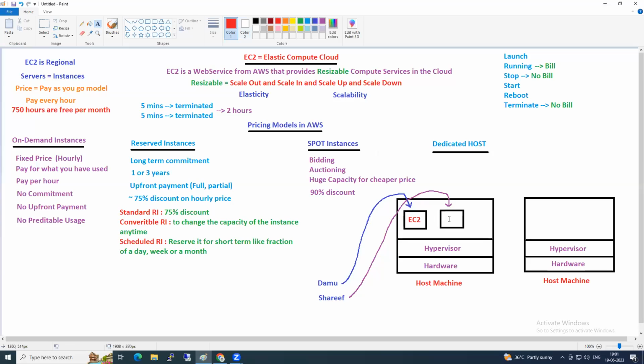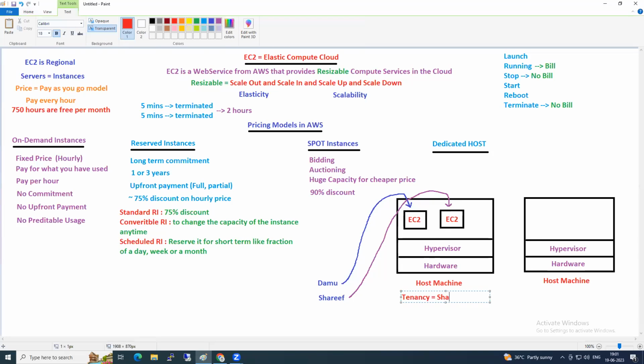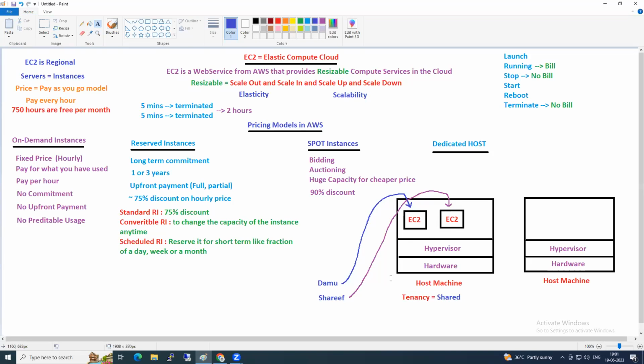Now tell me, will these two EC2 instances talk to each other? No, because they are two different customers. But in the AWS backend, you both are sitting on the same machine. But can you talk to each other? No. Do we need to worry about how they are maintaining it? No need. So in the backend, on one host machine, you will have multiple EC2 instances from different customers. Now is the tenancy shared or dedicated here? Tenancy is shared. Tenancy means model. It is a shared model. You guys are sharing it.